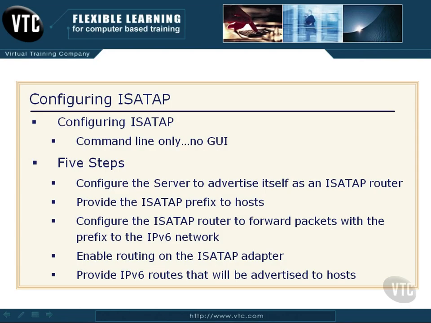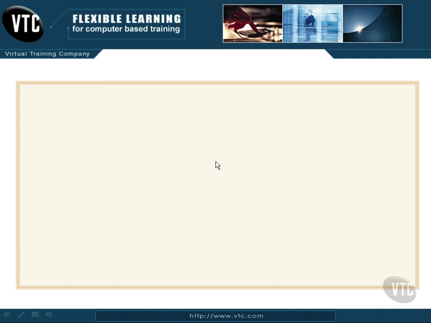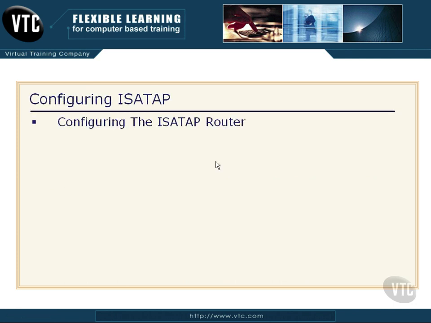Welcome to part 2 of configuring ISATAP. Now we finished part 1 right here on this screen, and we had been discussing those 5 steps that we need to do to configure our Windows Server 2012 box as an ISATAP router. So let's just dive in right here.